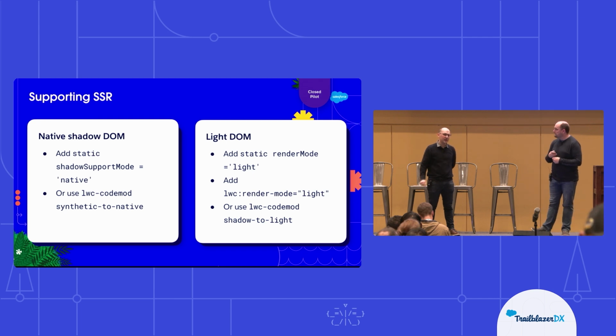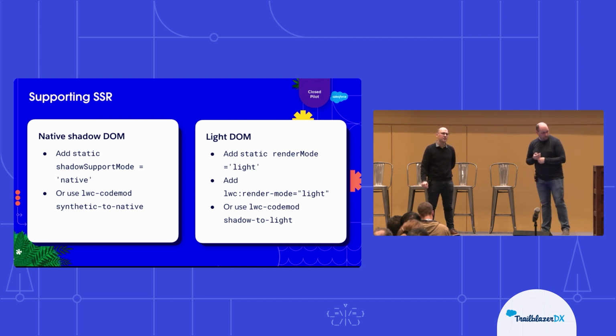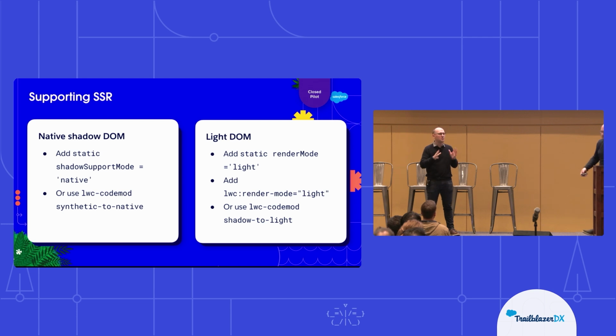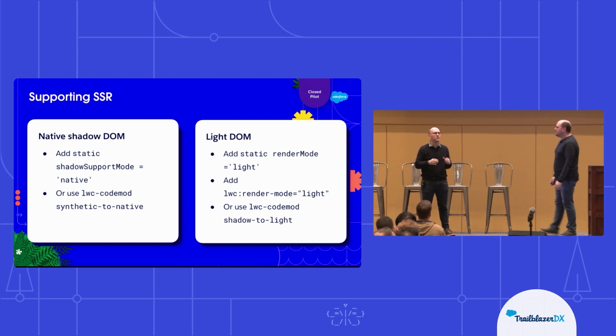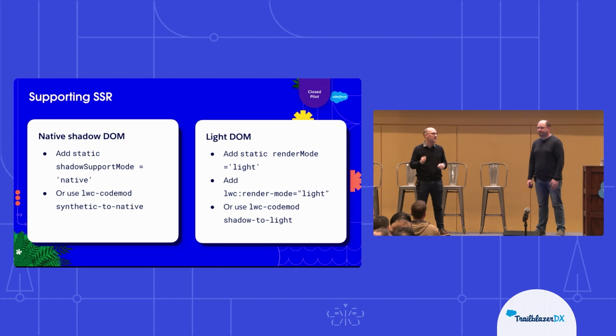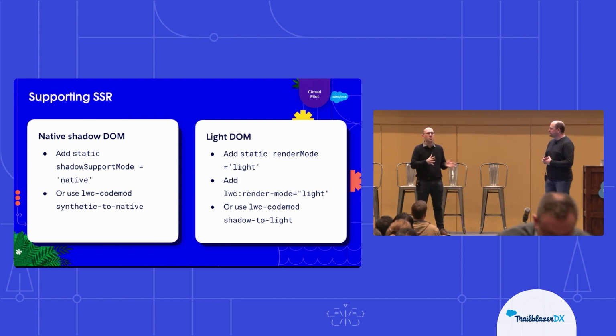And one thing I would add to that is that the shadow to light transformation for LWC code mod actually does quite a bit of work to try to smooth over some differences between shadow DOM mode and light DOM mode. So it smooths over things like the fact that you need to do this.querySelector instead of this.template.querySelector, although you should be using refs instead, as we talked about. It smooths over differences in how slot change events work. It changes your CSS into scoped mode. So it's a really neat tool if you choose to use light DOM.